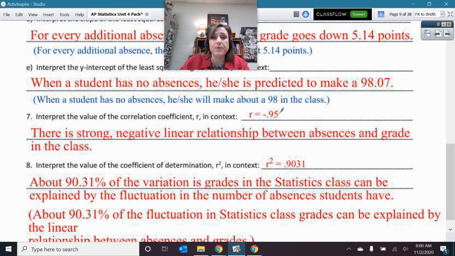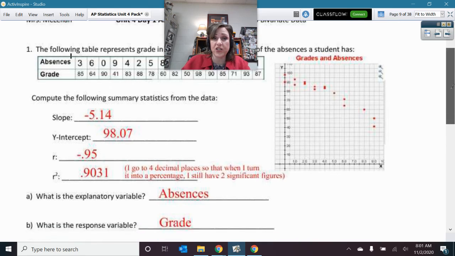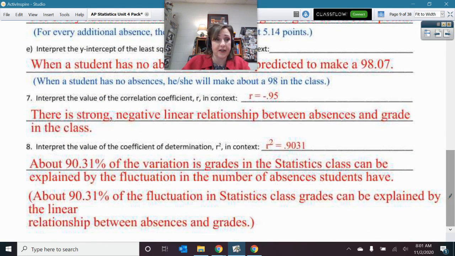Here is interpret the value of the correlation coefficient. They're going to say describe the relationship. Describe the relationship means discuss this correlation coefficient. That's when you say there is a strong or weak, positive or negative linear correlation between x and y. Here, negative 0.95, we have a strong negative linear relationship between absences and grade in the class. If it's curved, we would say nonlinear. At this point, we just classify it as linear or nonlinear.